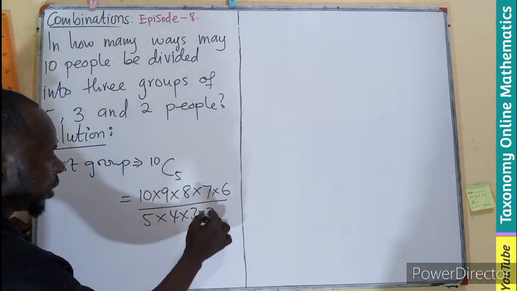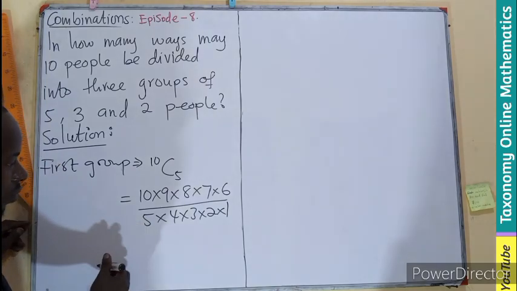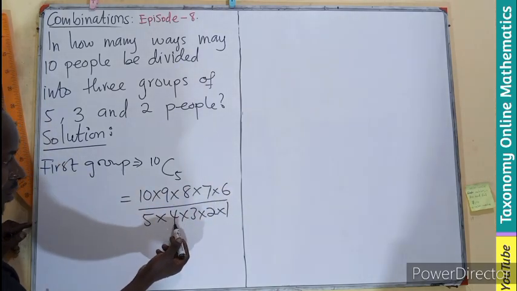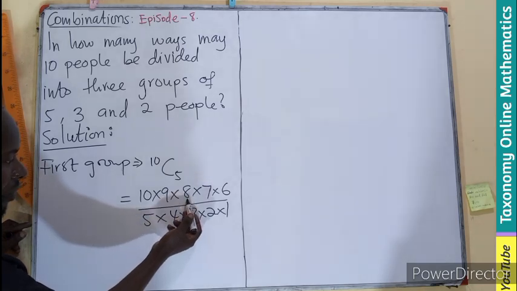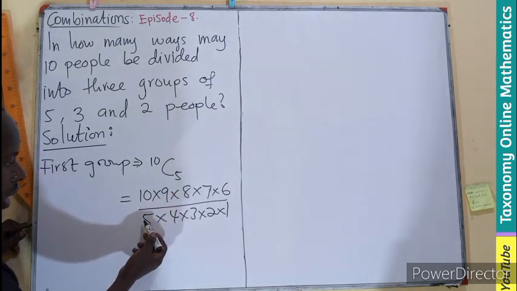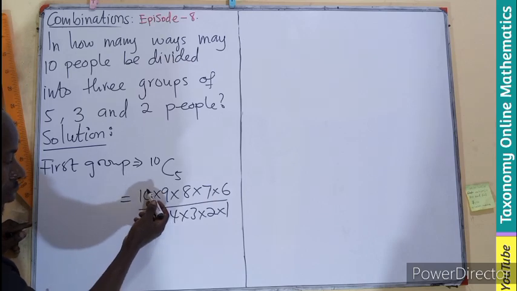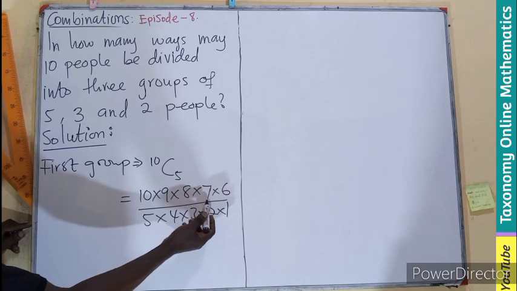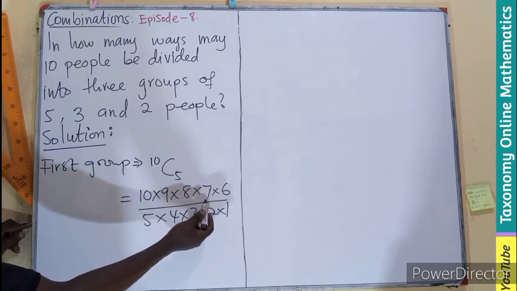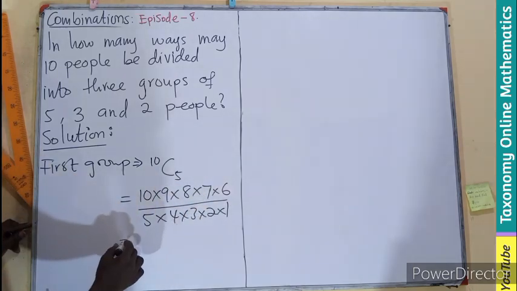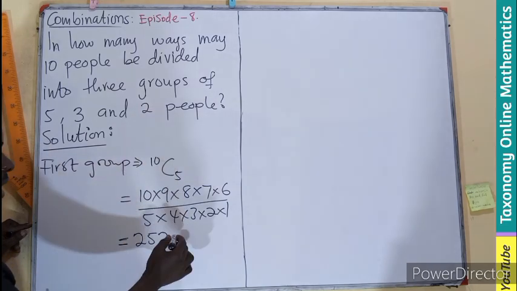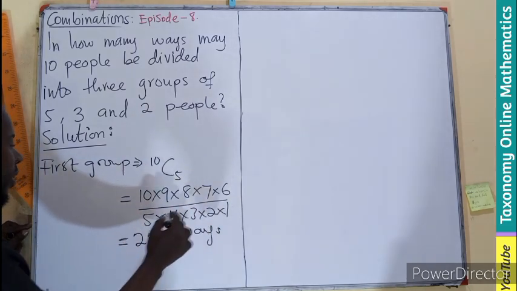4, 3, 2, 1. So these two will take care of 6. Then this will take care of 8 to give you 2. Then this will also take care of this to give you 2. 2, 2, 4. 4, 36. 36 times 7. And that will give us 252 ways.